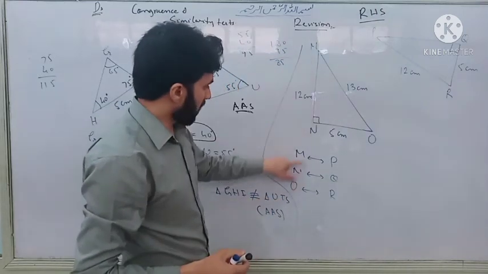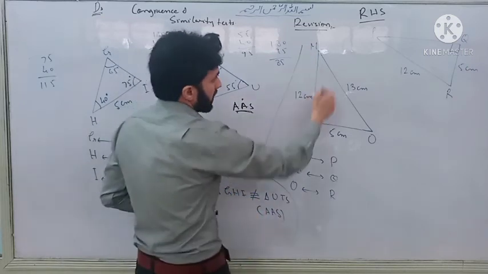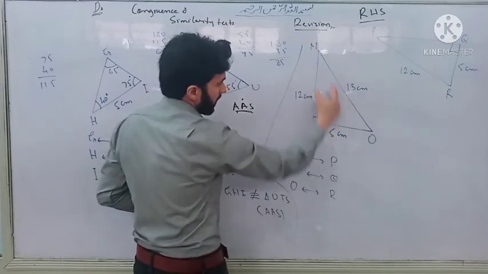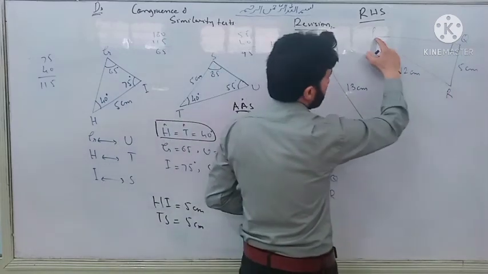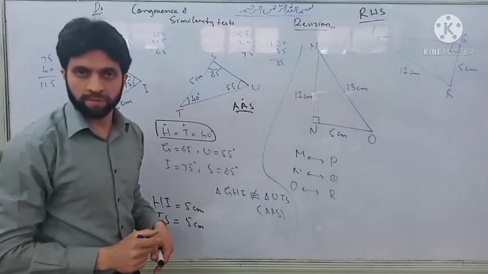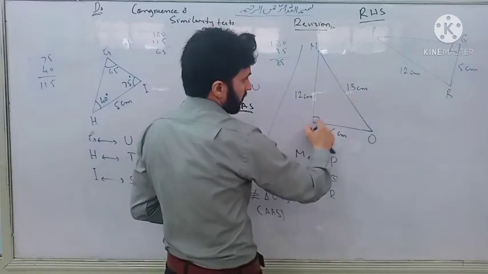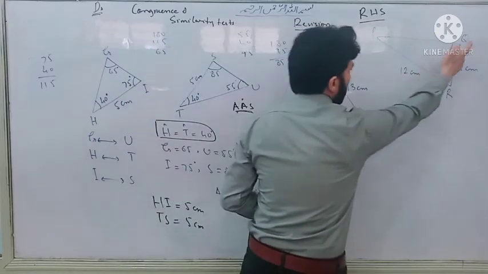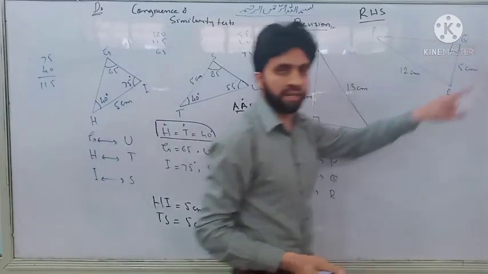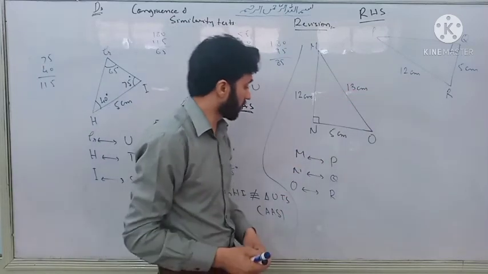So I have completed the corresponding vertices M. This M is in front of 5 centimeter, and here P is in front of 5 centimeter. So M and P are the corresponding vertices, right? Then N and Q are the same, because on N there is 90, on Q there is 90. So N and Q are the corresponding vertices. Then O and R are the corresponding vertices.